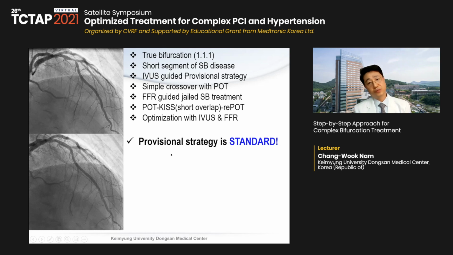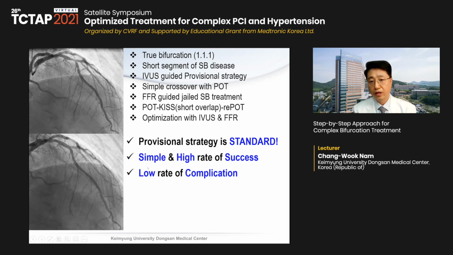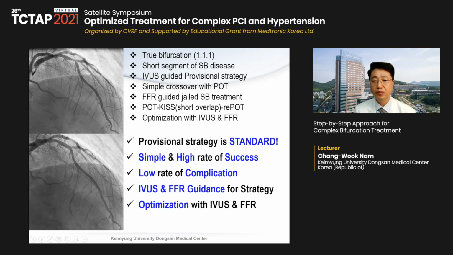So ladies and gentlemen, most of our bifurcations can be approached with a provisional strategy because it's a standard. It's simple, with a high rate of success and a low rate of complications. And IVUS and FFR guidance for this strategy is very helpful. And also, after the whole procedure, you have to confirm by optimization with IVUS and FFR, and always be ready to cross over to a complex strategy because bifurcation PCI is a very complex procedure.